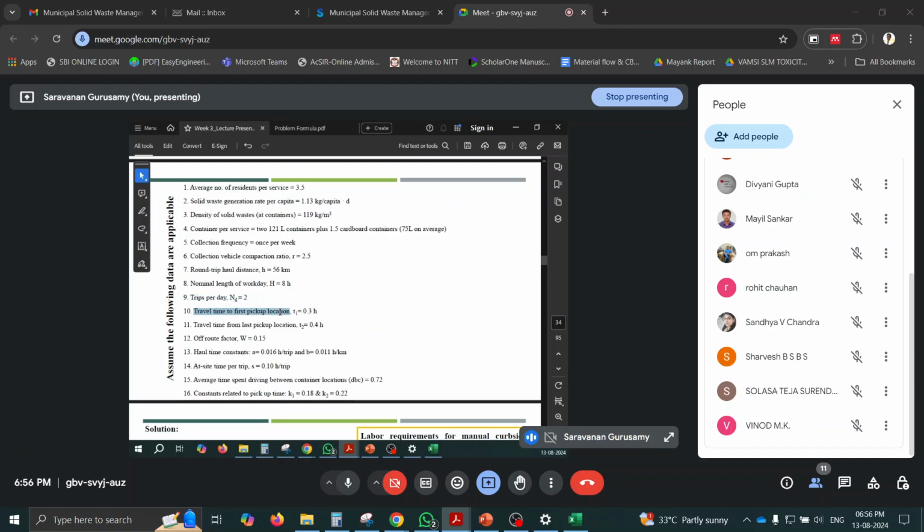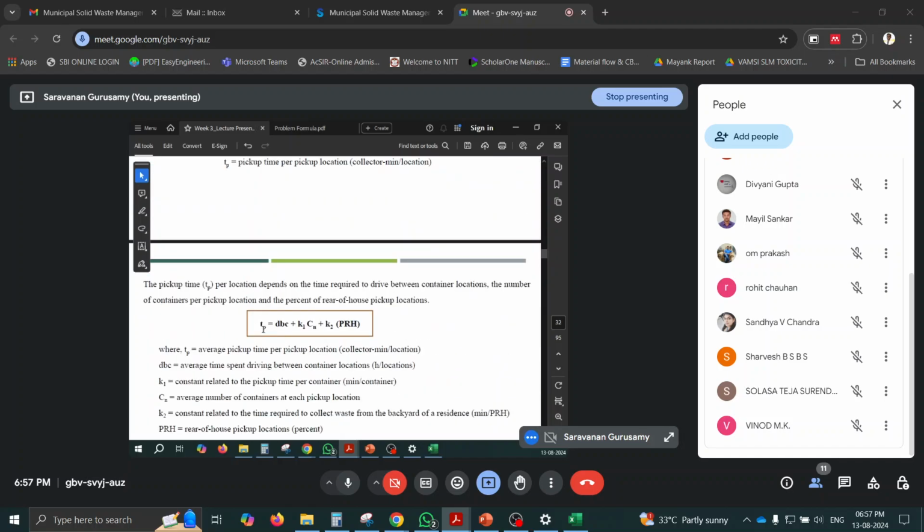And then travel time is T1 they had given, T2 given, and then off route, as we know, 15% of the working hour. Then the haul time constants are A and B, which are our empirical constants. Then at site, that is the S value, they had given us 0.1. Average time spent driving between the containers: from one container to another container it will take some time, that is DBC, 0.72 hours. And then the constants related to pickup time, K1 and K2. This is to find TP, the pickup time, based on K1 and K2.